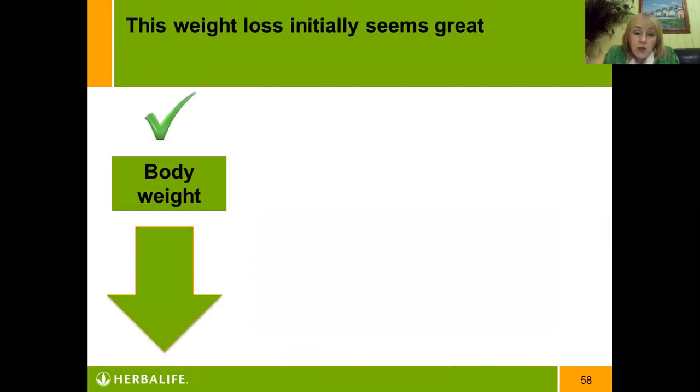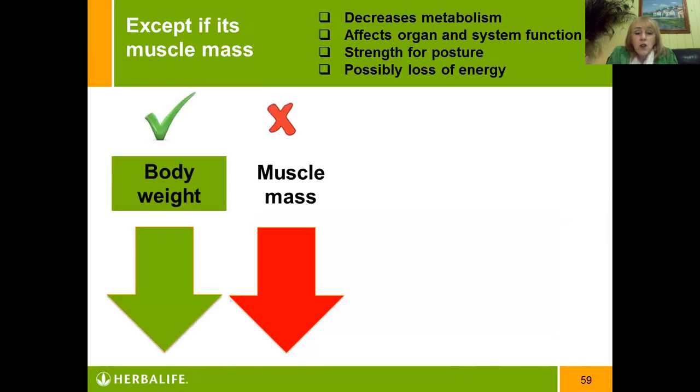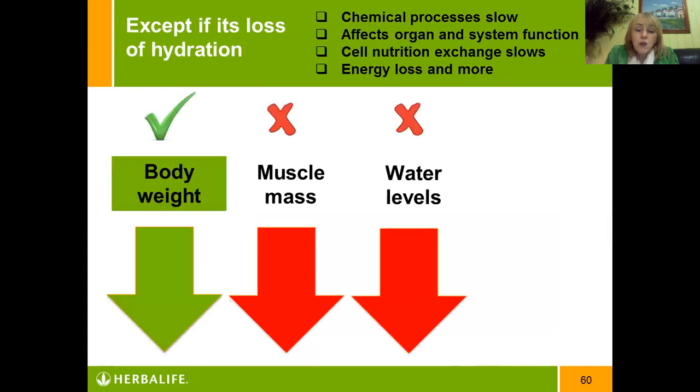So initially the weight loss seems great, you've lost the kilos, but if you look closer, you might find you've actually lost your muscle. That would mean a decrease in your basal metabolic rate, as I explained earlier. It also affects organ and system function, strength, posture, and possibly a loss of energy. Also, if you look closer, you might find that the water levels have actually decreased. That's going to affect the chemical processes, slowing them. It's going to affect organ and system function, the cell nutrition exchange slows, and there's energy loss, and more.